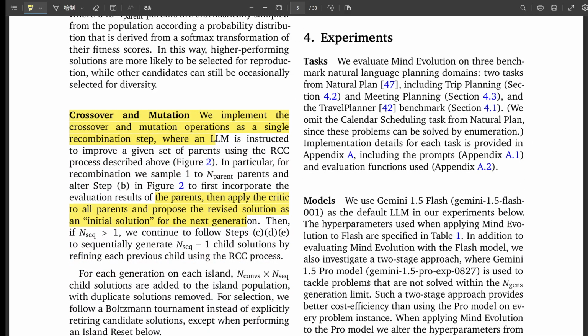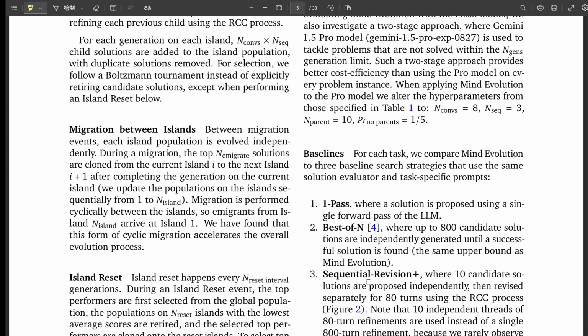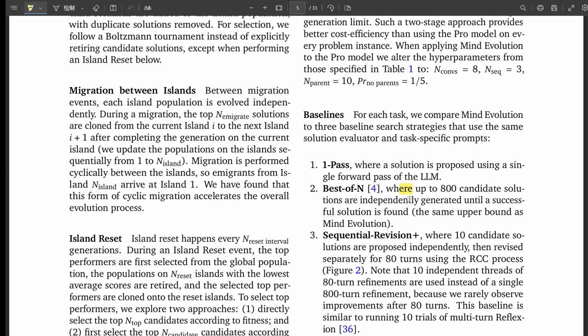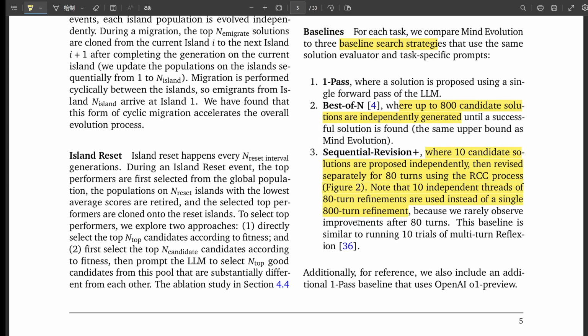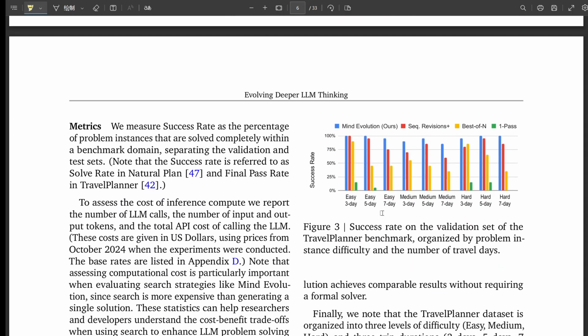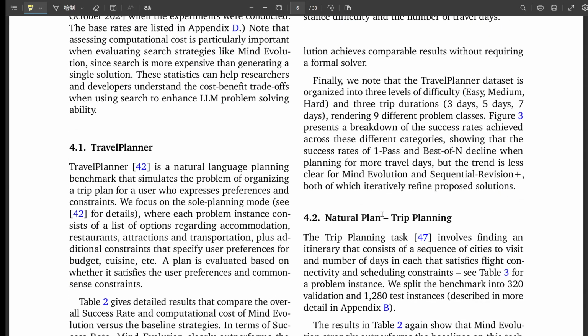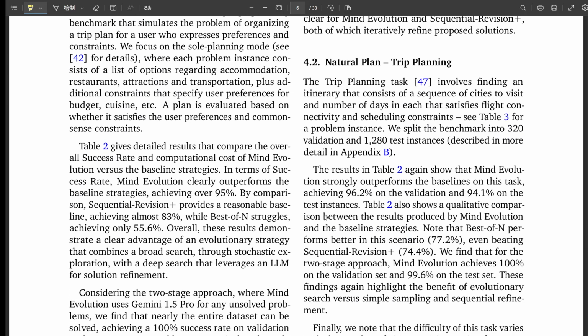Makes sense. So that's the theory, but how does it work in practice? It was tested with several benchmarks, like the travel planner, trip planning, and meeting planning tasks. Oh, tell me about those. How do they put this to the test? The travel planner creates personalized travel itineraries, taking into account budgets, travel dates, all of that. Oh man, that's me every time I try to plan a trip. It's complex. Mind evolution achieved over 95% success.